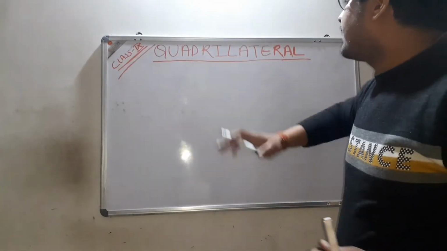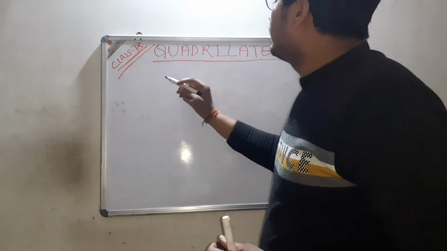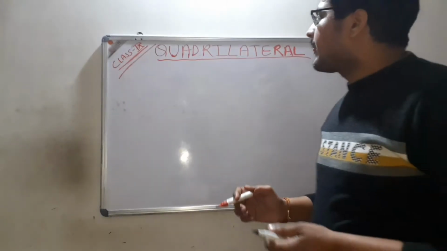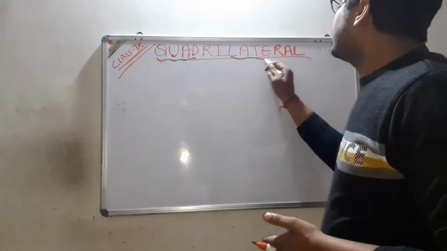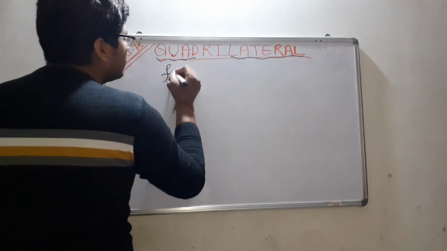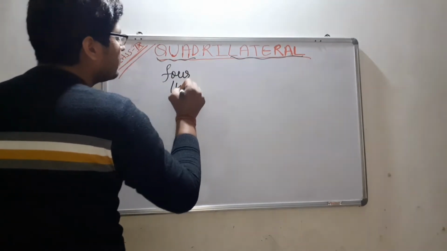Let us talk about quadrilateral. We will go for the meaning of the word. It consists of two parts. First one is quad and another one is lateral. Here the quad means 4, or numerically 4, and lateral means side.